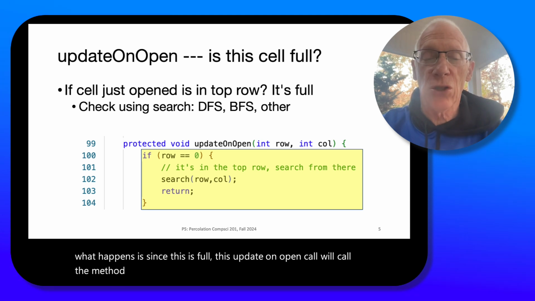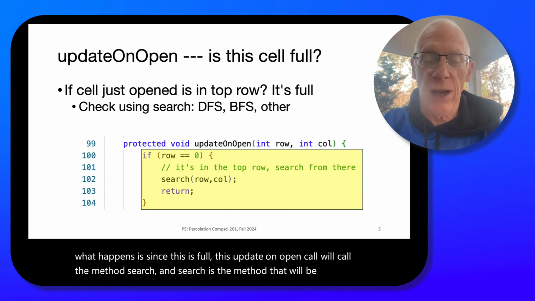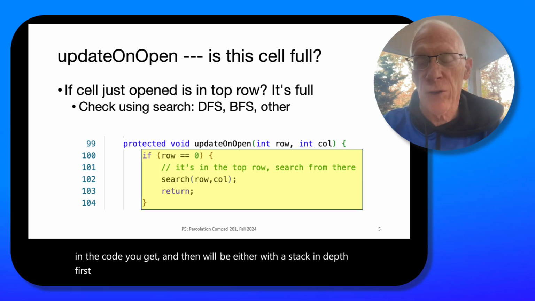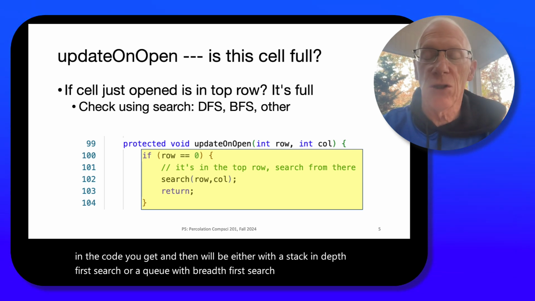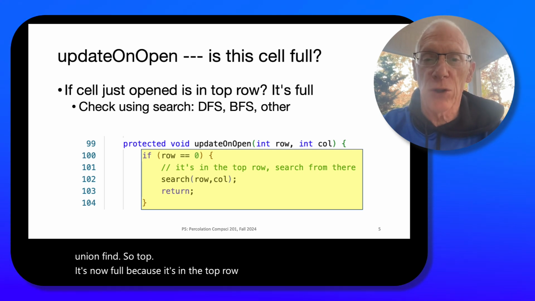search. And search is the method that will be recursive in the code you get, and then will be either with a stack and depth first search, or a queue with breadth first search, or the challenge union find. So top row, it's now full because it's in the top row, so we call the method search.